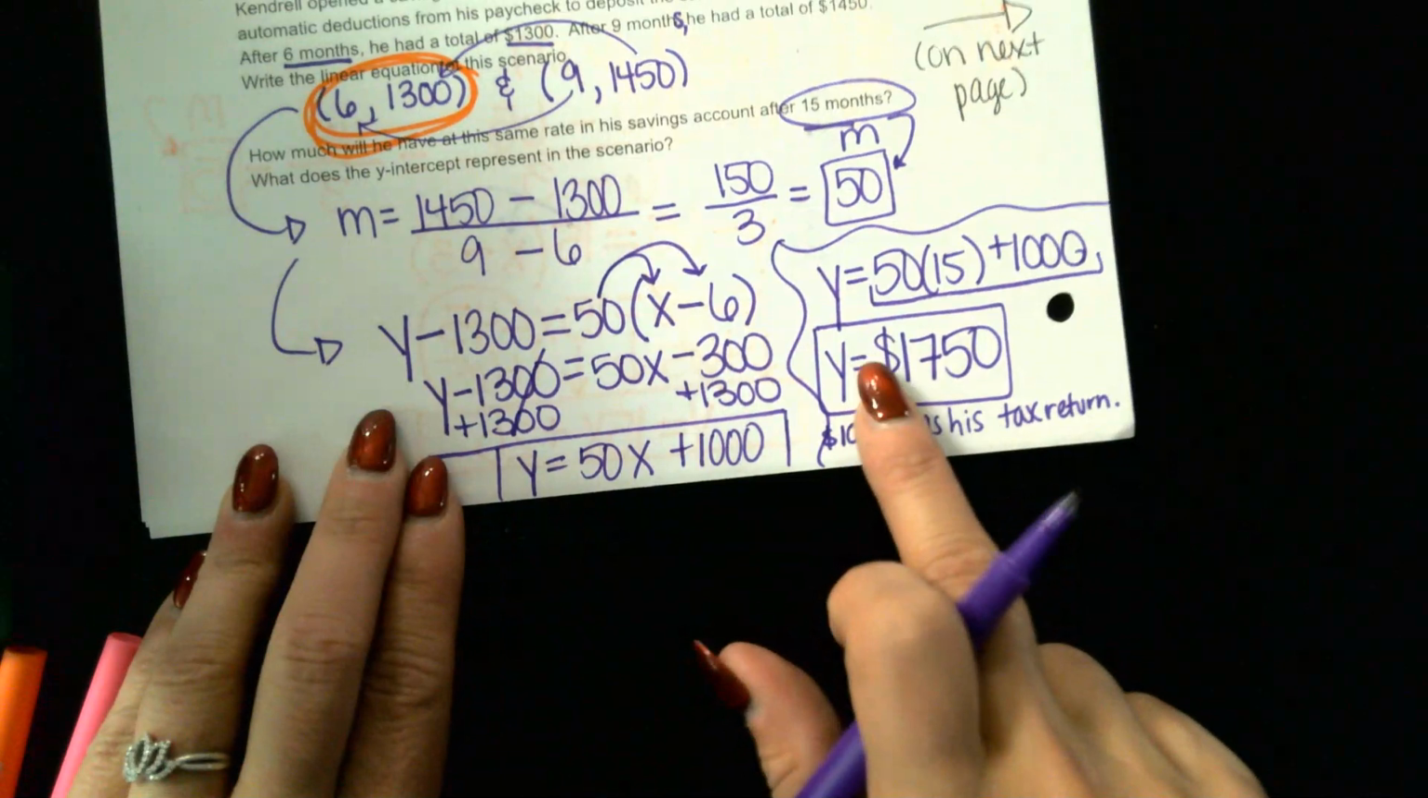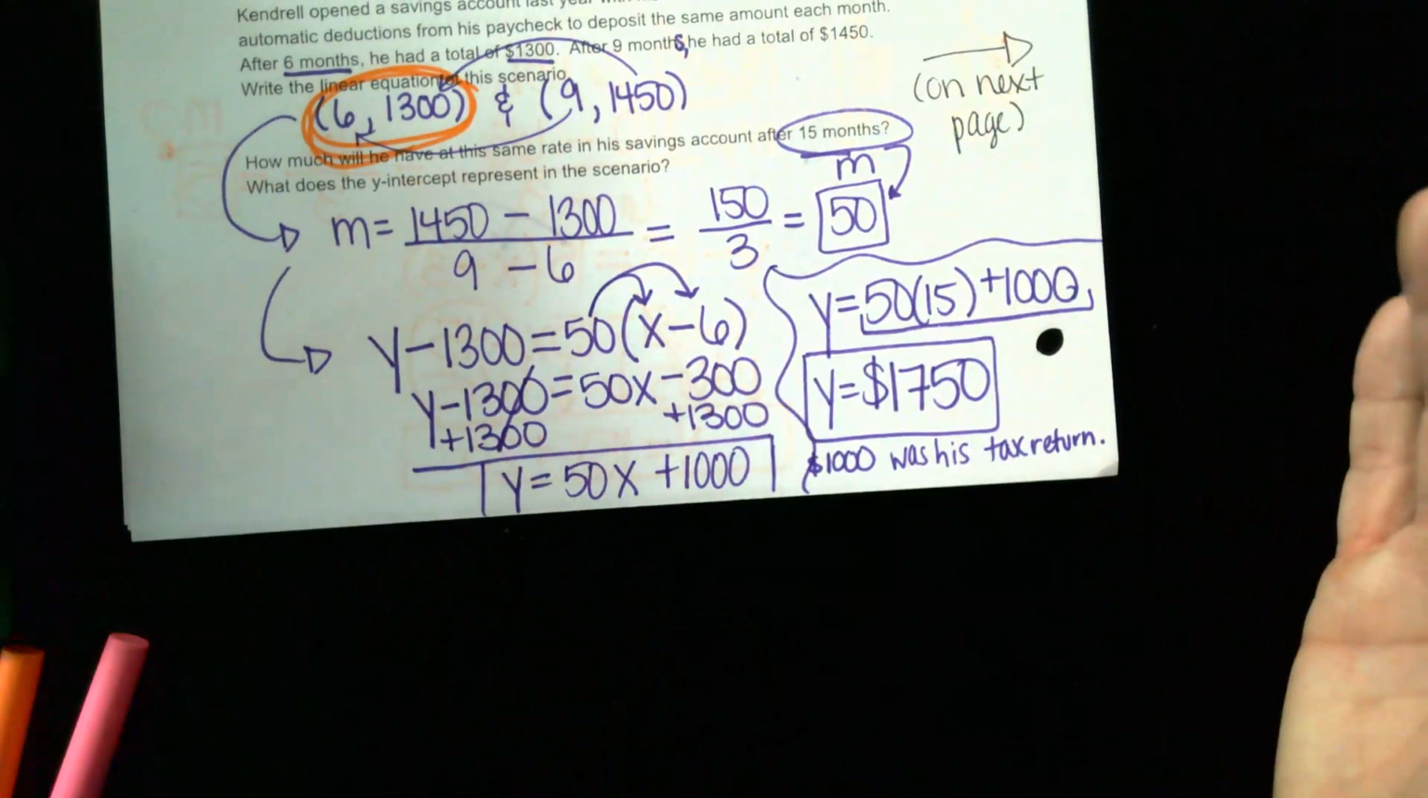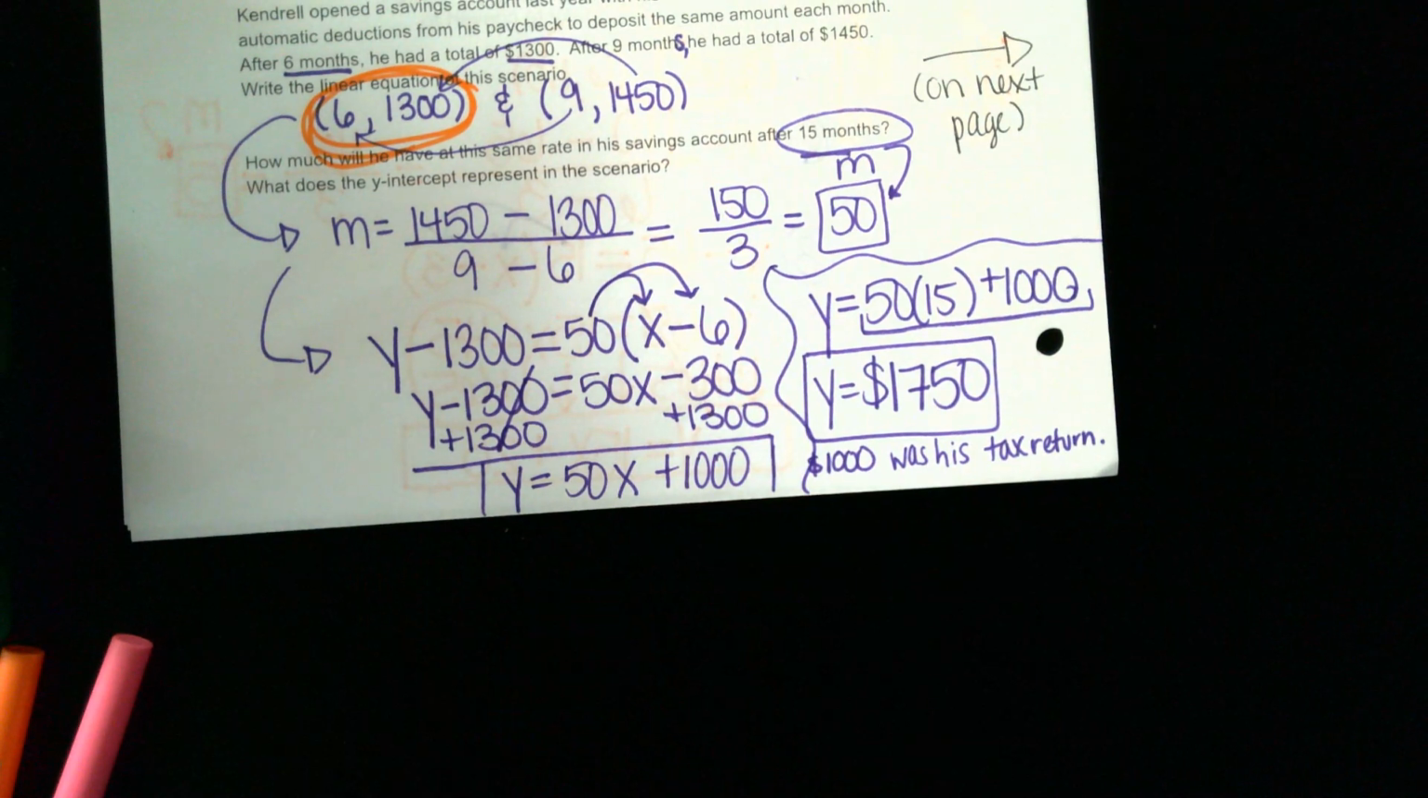On the previous problem, they wanted to know how much money was in his account. Well, just throw the dollar sign in front of it. You don't have to write out the word dollars. You can put the dollar sign. Okay? All right, turn the page.